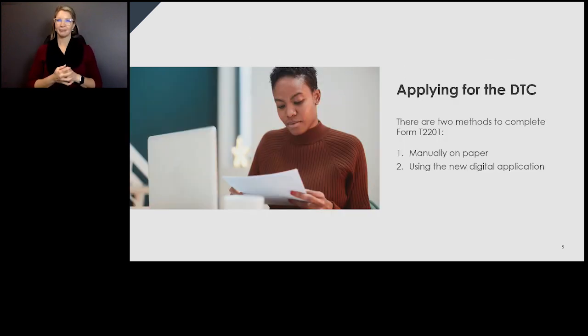In order to receive the DTC, your patient must apply for it. There are two ways to do this. They can manually complete Form T2201 on paper or apply using the new digital application. If your patient receives the Canada Pension Plan or the Quebec Pension Plan disability benefits, workers' compensation benefits, or other types of disability or insurance benefits, it does not necessarily mean that they are eligible for the disability tax credit. These programs have other purposes and different criteria.